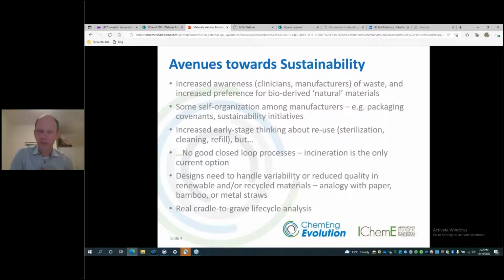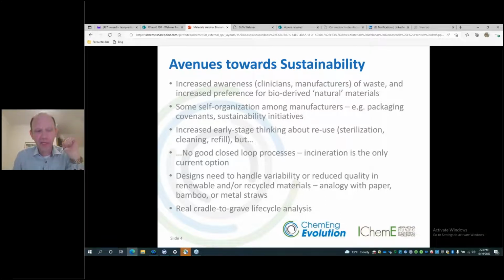And I give that analogy with paper and bamboo and straws, right? If you're trying to gain for sustainability in what straw you use in your cocktail, there are other options, right? And those options are valid. They have their drawbacks and their positives, but they are valid other options that need that flexibility in application in order to actually be implemented.